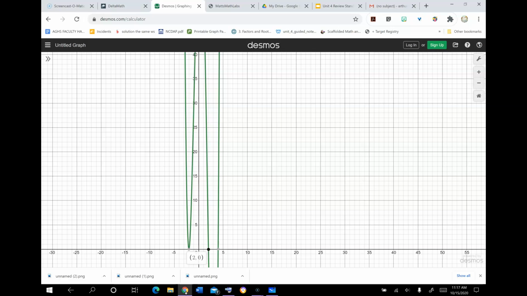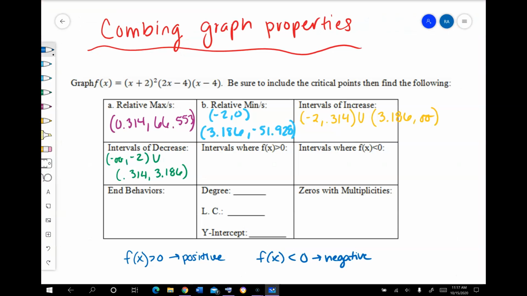Then at 2, I go below it, but if you look over here on the right, I pop back above it at 4. So I get positive again from 4 all the way to positive infinity. Okay? So we go back to our thing, and that's what we're going to write where we're positive. We are positive from negative infinity to 2, union 4 to positive infinity.